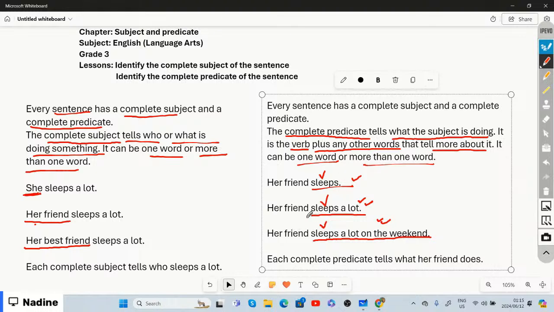And if we look at all three of these sentences, and each one of these completed predicates, it tells us what her friend does. The friend sleeps, the friend sleeps a lot, or the friend sleeps a lot on the weekend.